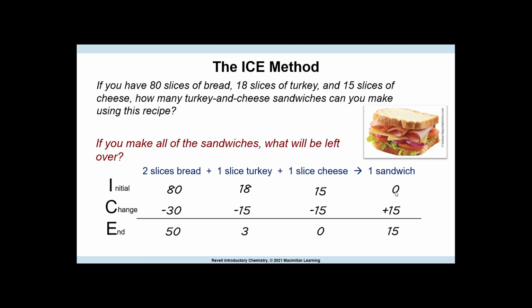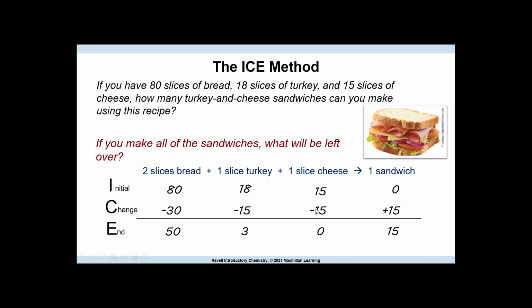Now we know that the cheese is our limiting reagent. We know we use all 15 up. So I'm going to cheat a little bit and write down minus 15. Why minus 15? Because we end up with 0 cheese by the time all the sandwiches are made. There is no excess left over. In that case, we're going to now look at these two.